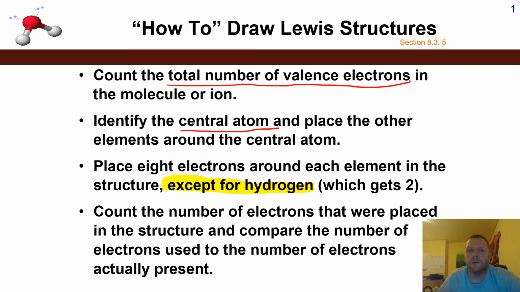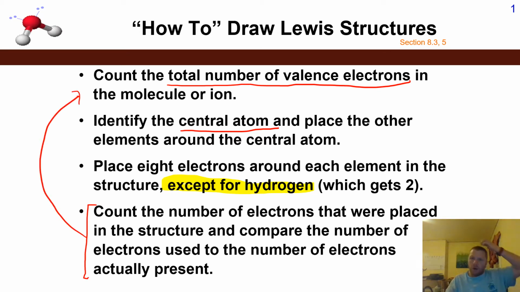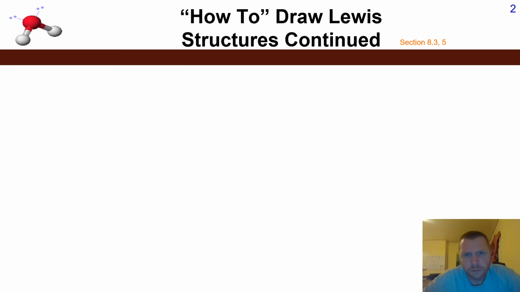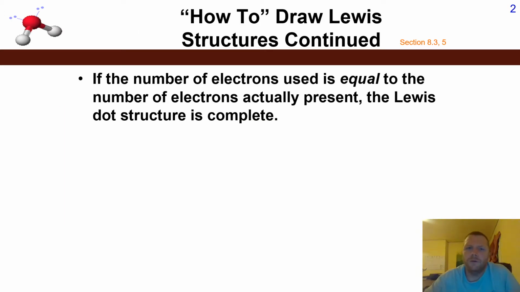Then you're going to count the number of electrons that were placed in the structure and compare the number of electrons used and the number of electrons actually present. So this is more or less like a check. You drew the structure. Based on what you plan to draw, is it acceptable? Okay, so now how to draw those.